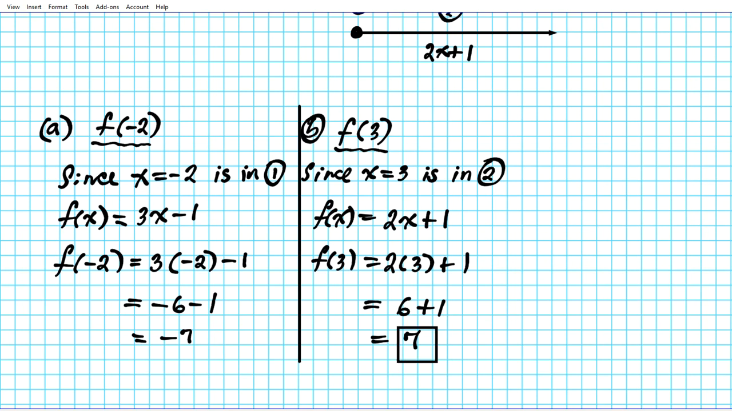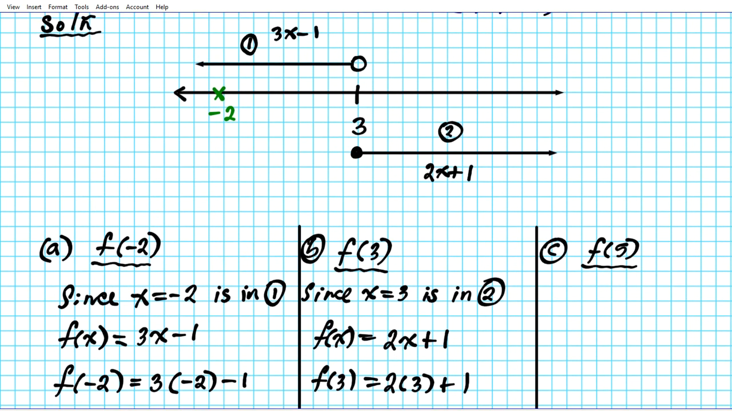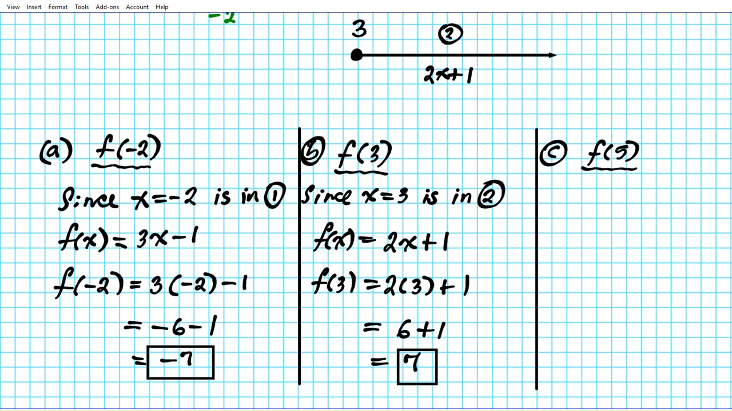Let's go ahead and take a look at the C part. For part C, we want to evaluate the function at x equals 5, so f of 5. How do we evaluate f of 5? Well, let's see where 5 is located. 5 is greater than 3, so it should be somewhere here, to the right of 3.